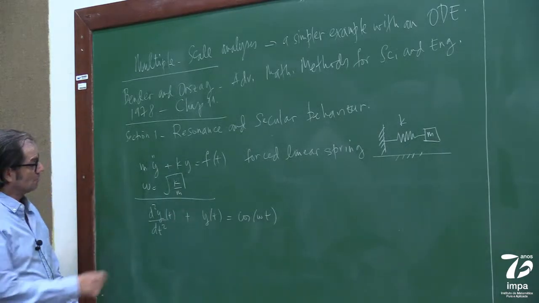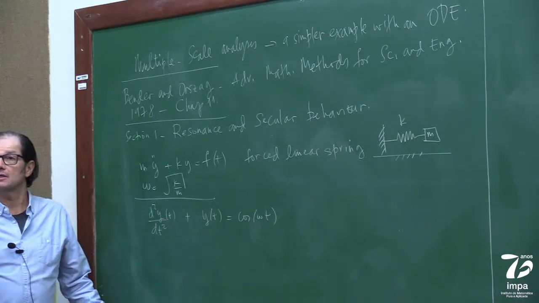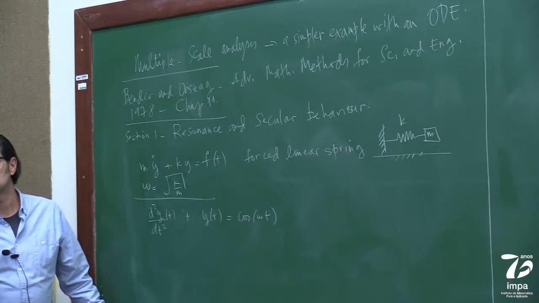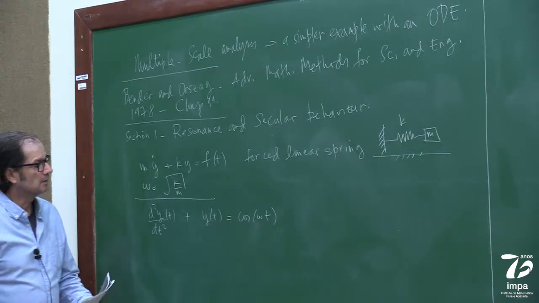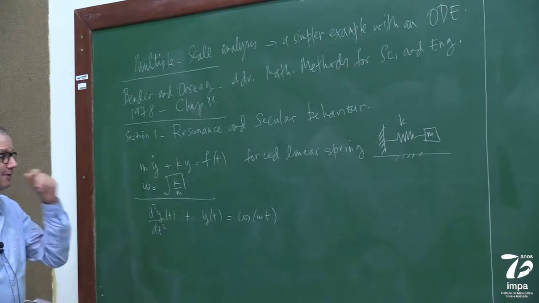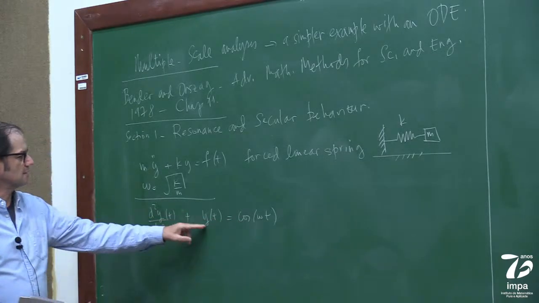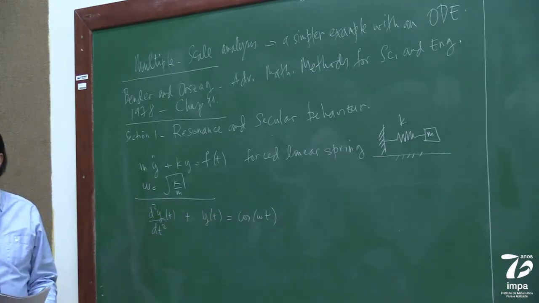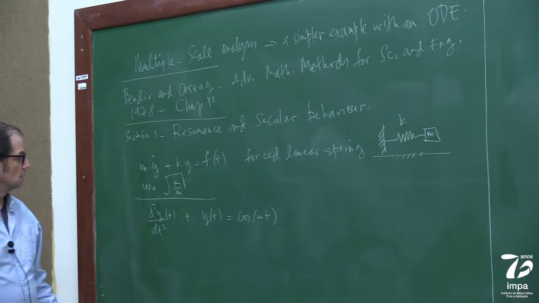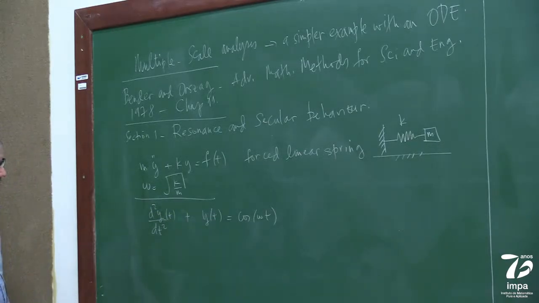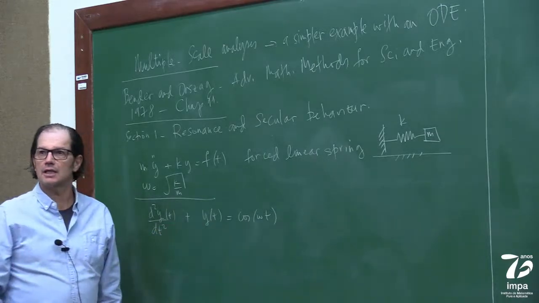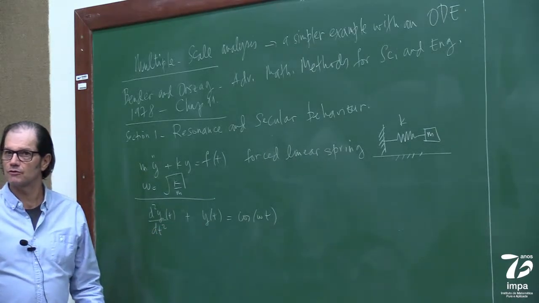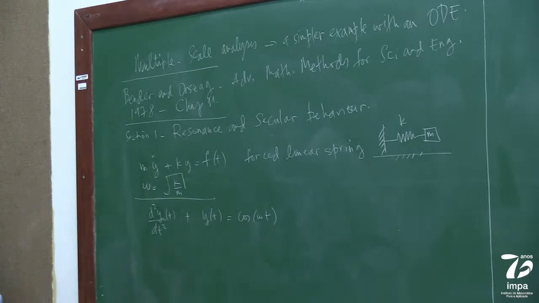Here, mass and spring constant have been normalized, right? No big deal. Now, what can happen if I force this guy with a cosine? Let's see how much you remember. I'm going to do a little review. I'm going to do a little more than I was planning because I think it is good.